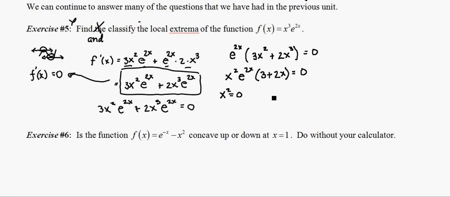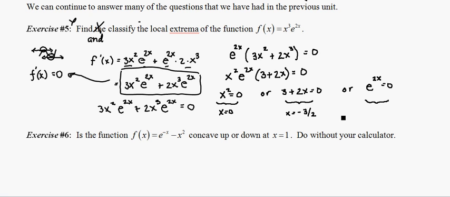Either this is true, or this is true, or this is true. I'm going to end up running out of room. Well, this is easy enough. We get x equals 0. This is also quite easy. We get x equals negative 3/2. And how about this? What do you get as a solution to that? Pause the video right now if you haven't thought about it.